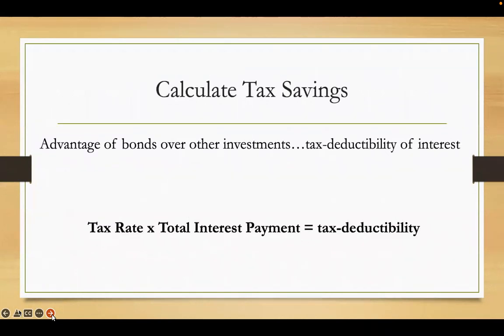Now, the math part of this: we can calculate the tax savings based off that tax deductible interest, right? Because this is the advantage of bonds over other investments for the company, that they can deduct the interest from paying on those bonds. And we find that by taking the tax rate of the company times the total interest payment, and that is how much they can deduct in their taxes.